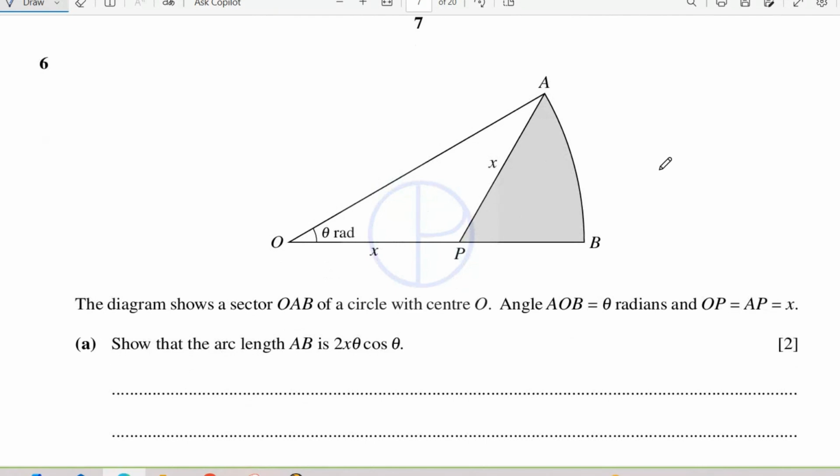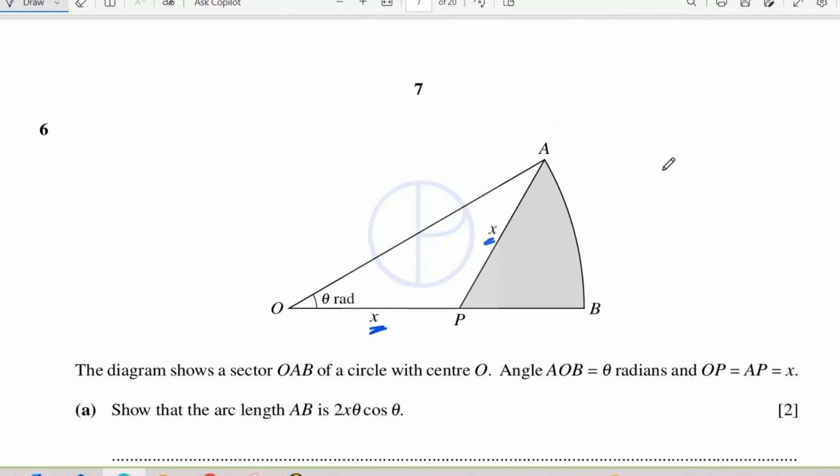Next, question number 6. The diagram shows a sector OAB of a circle with center O. Angle AOB is equal to theta radians and OP is equal to AP, which is equal to x. Show that the length AB is 2x theta cos theta. So we need to find the arc length. The arc length formula is r theta. So we need to find r value as well as the theta value.